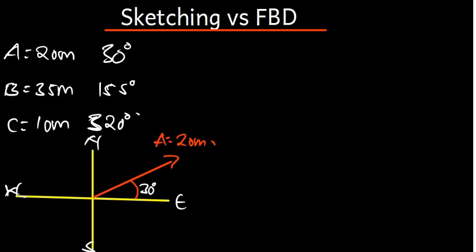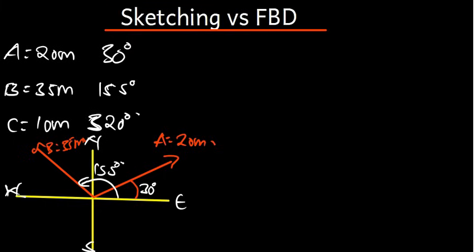So I'll go to my second quadrant and say that this is going to be my 155. And I'll say that is my vector B, which is 35 meters. Now, we know that we are measuring the angles from the positive x-axis until it touches the vector. So it's going to start from here all the way until it touches there. That would be the angle we are talking about, which is 155 degrees.